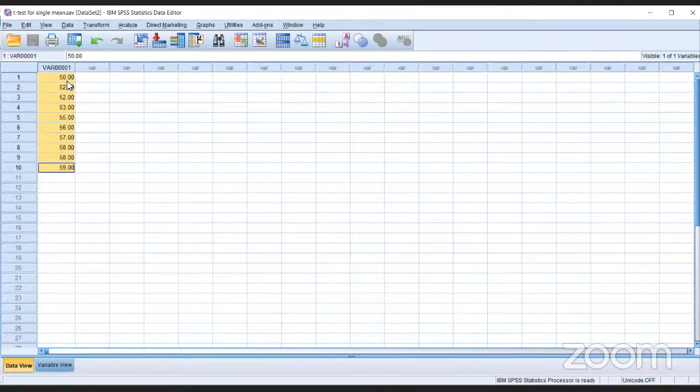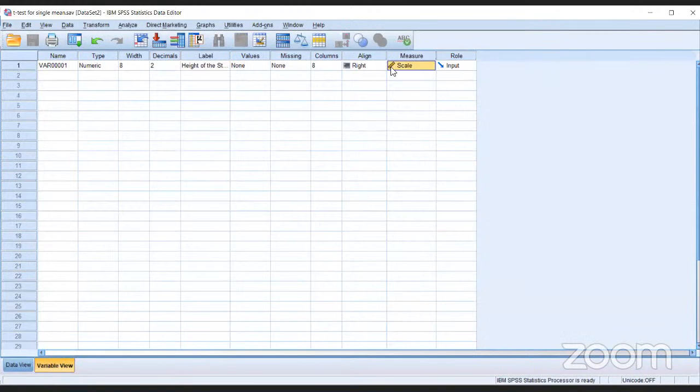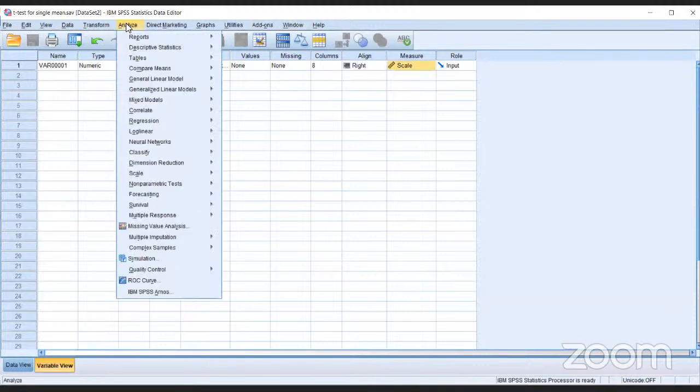Okay, we will come with a population, meaning a particular school has this many students. Their average height is 54 inches. Now what I'm doing here, in the variable view, you need to select measure, scale. That we are doing here, and analyze.